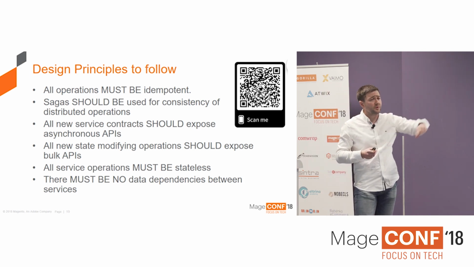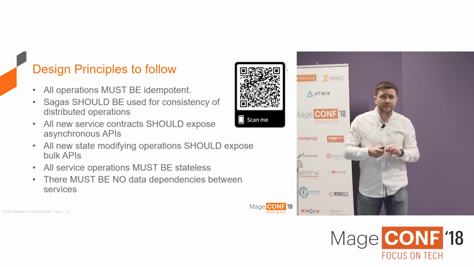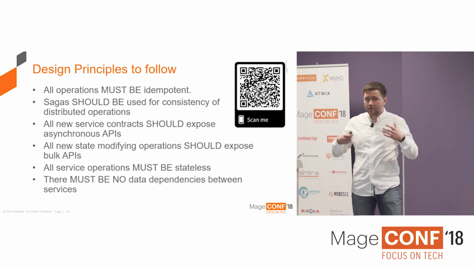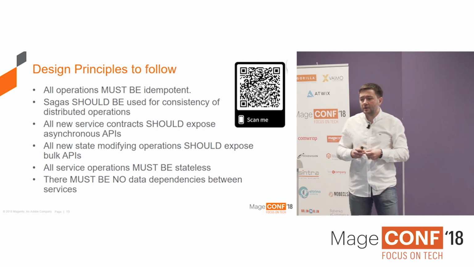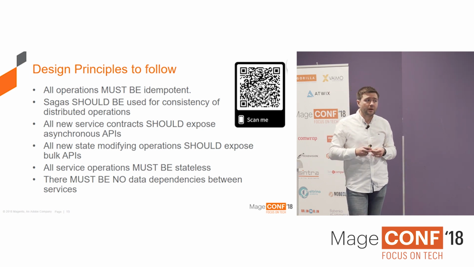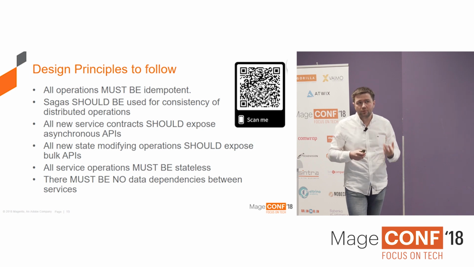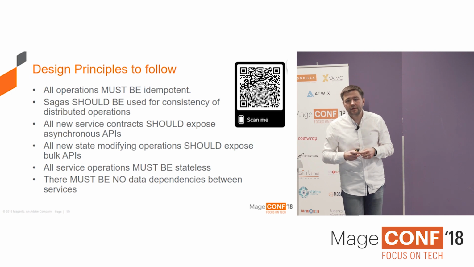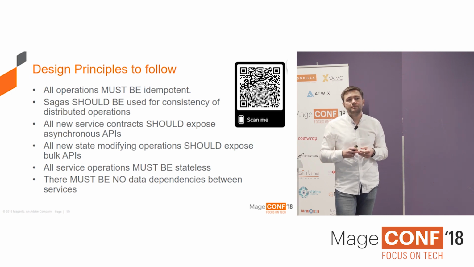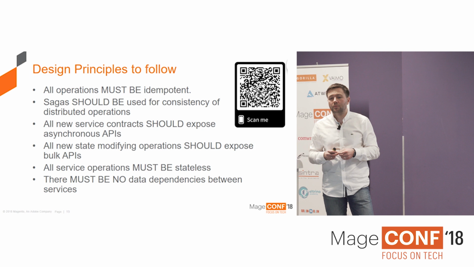Here, by the way, is a QR code, which leads to probably one of the most important design documents right now, the document created by Anton Krill. So this is the design proposal for modularity. And here you can see the list of the most important design principles to follow.